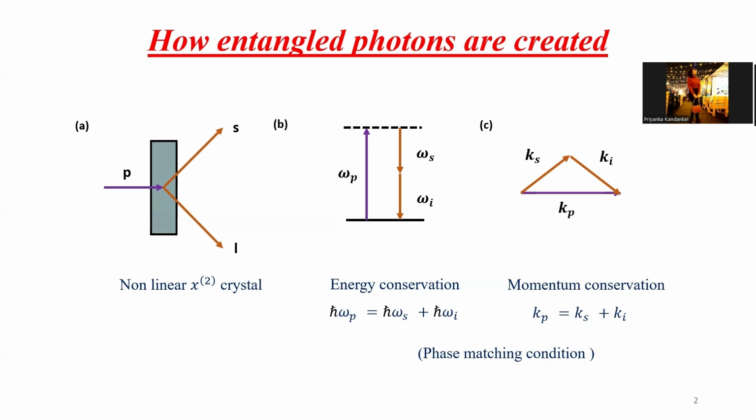Now, this signal and idler are subjected to conservation laws. First, the energy conservation, that is the pump frequency is equal to the sum of the signal frequency and the idler frequency. The second is the momentum conservation, that is the pump wave vector is equal to the signal wave vector plus the idler wave vector. From this, we can say that the signal and idler momentum and energy are not independent, they are correlated. Like if we measure the signal's energy or momentum, we instantly know the idler's energy or momentum, or vice versa. This correlation between these two photons enforced by the conservation law is what we call entanglement.